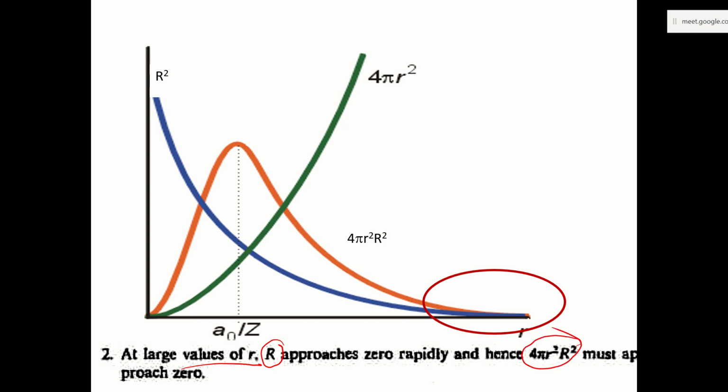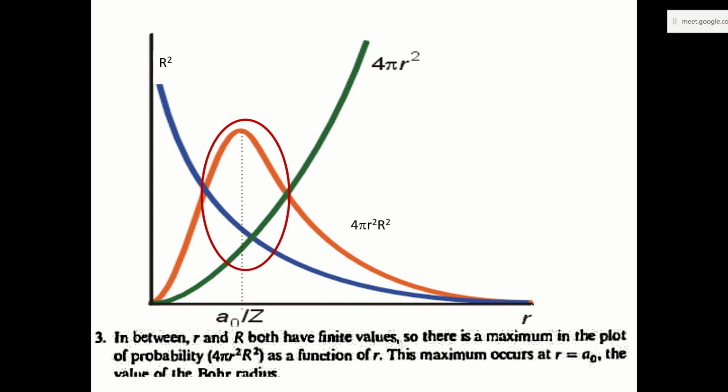So the 4 pi r square term, when you multiply, although this term is very high, it's going on increasing, ये बढ़ता ही जा रहा है. 4 pi r square जो वॉल्यूम टर्म है ये बढ़ता जा रहा है, but the product is 0. Somewhere in between, both have finite values. The small r and the capital R both have finite value. So 4 pi r square, the green one, the blue one, when you multiply the two we get maximum. ये आपका पॉइंट है, रेडियस है, जहां पे मैक्सिमम प्रोबेबिलिटी है. You are getting the maximum probability.